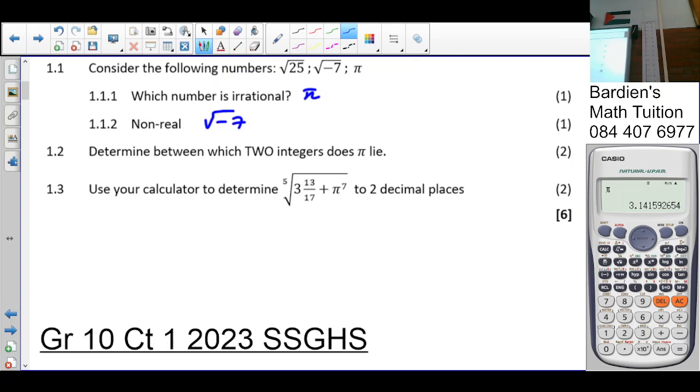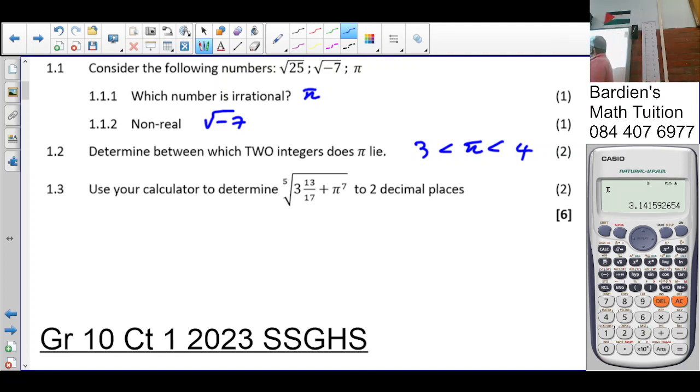Between which two integers does pi lie? Now pi was 3,14, and the number carries on. So pi lies between 3 and 4.